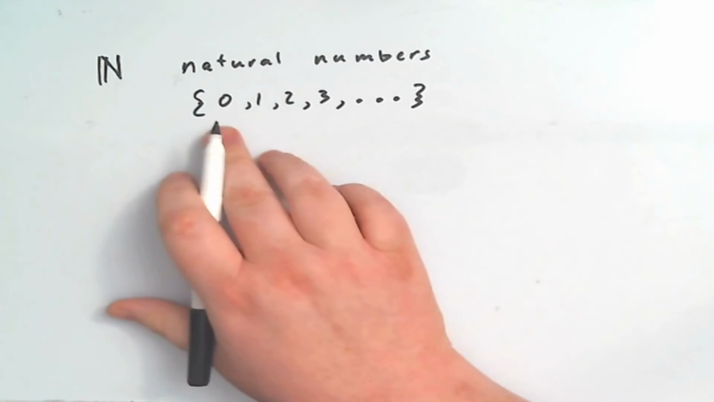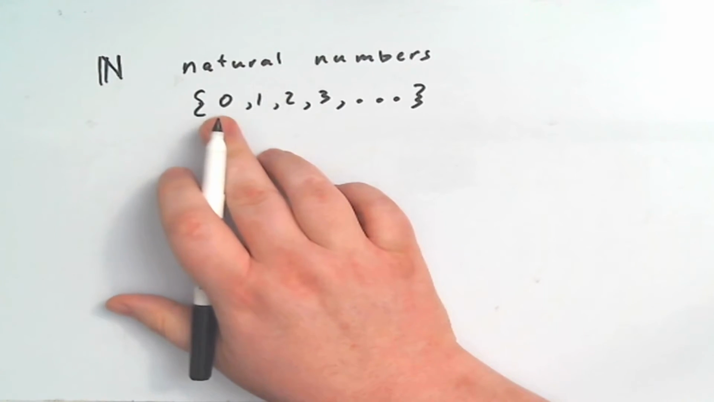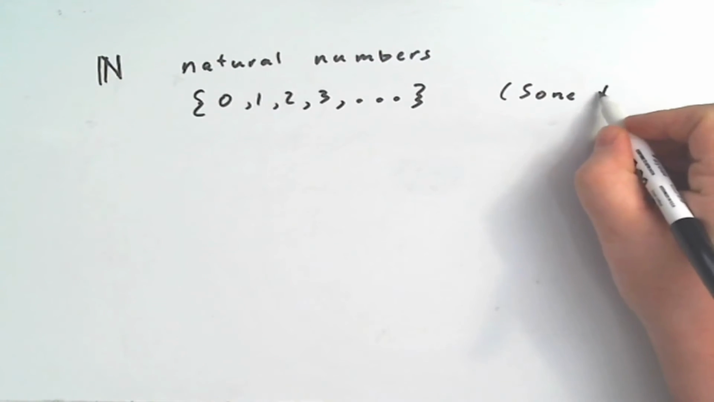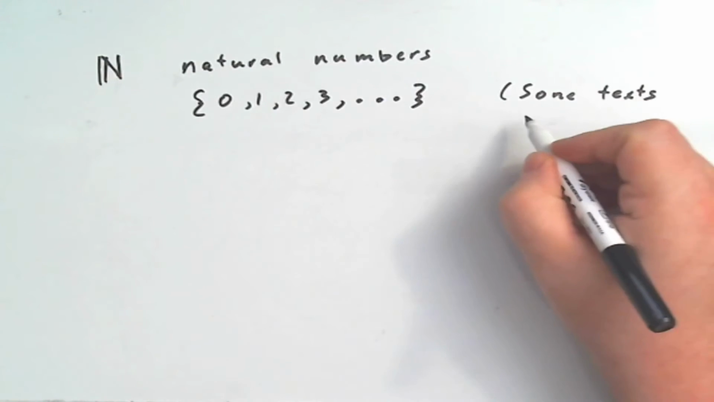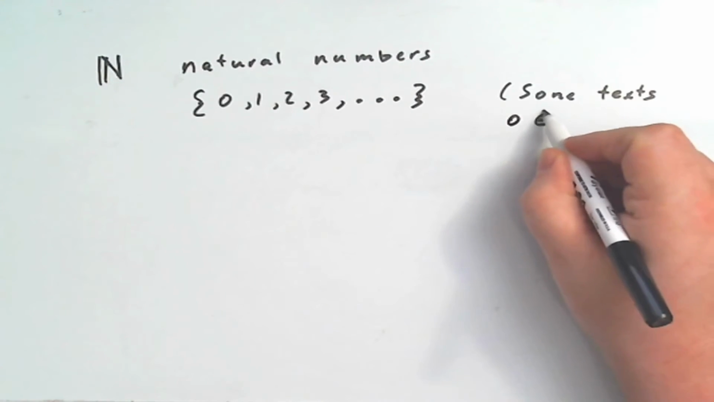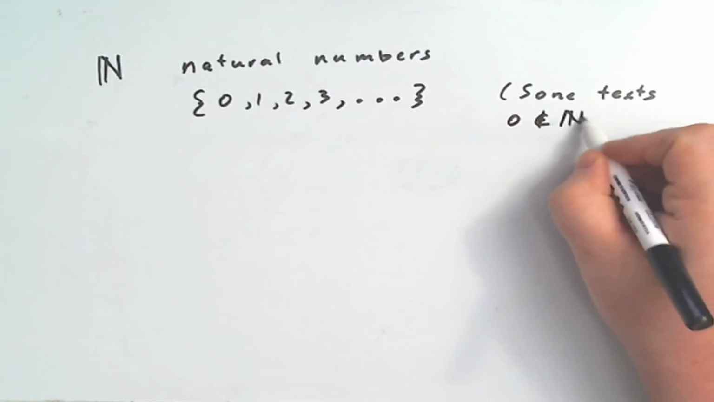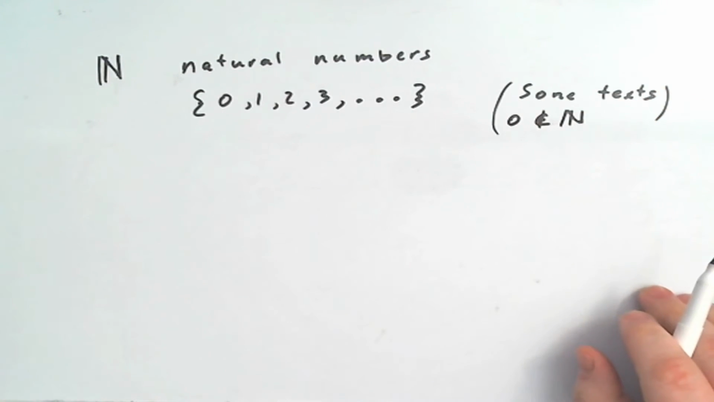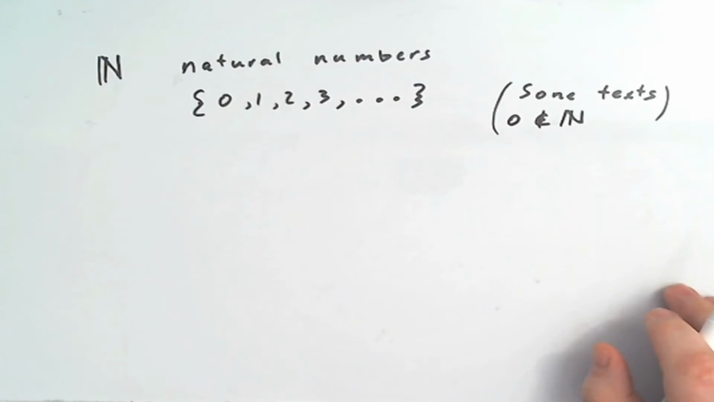Sometimes you will see the natural numbers not include 0, so be aware that in some texts and some classes, 0 is not an element of the natural numbers. So just be aware that sometimes that can pop up, okay? When I talk about the natural numbers for the course of these videos, 0 will be considered a natural number, but just be aware that for some texts it's not.